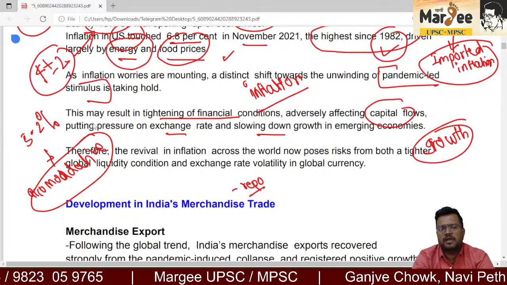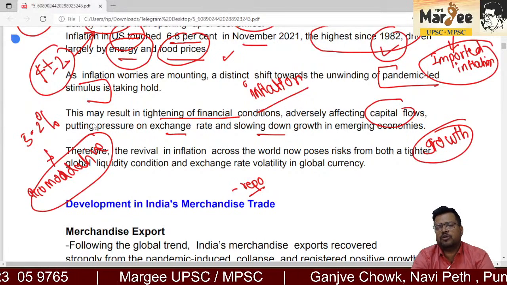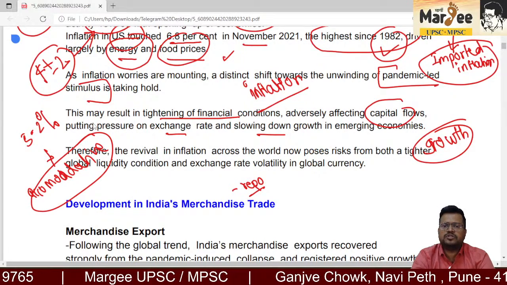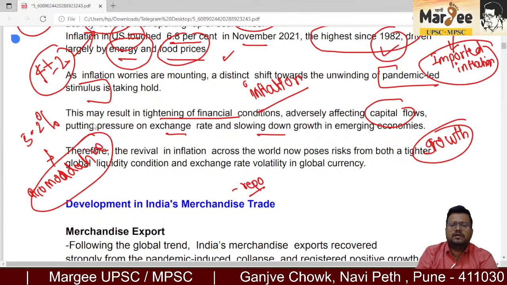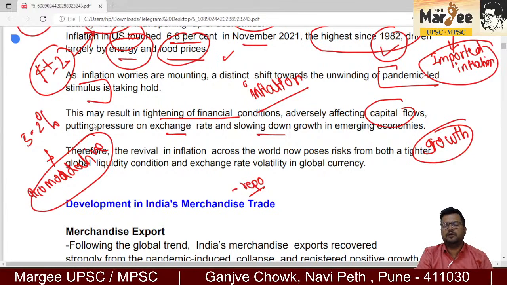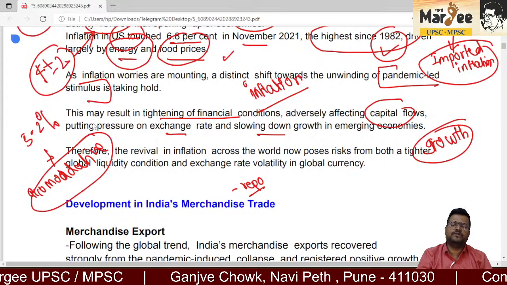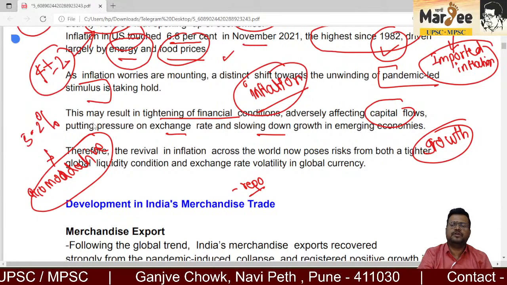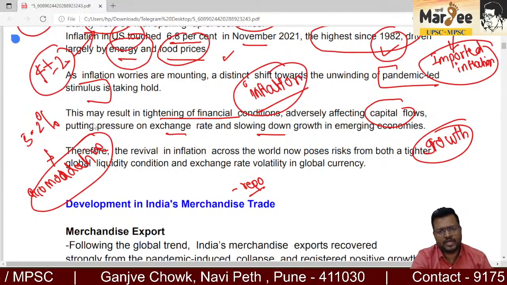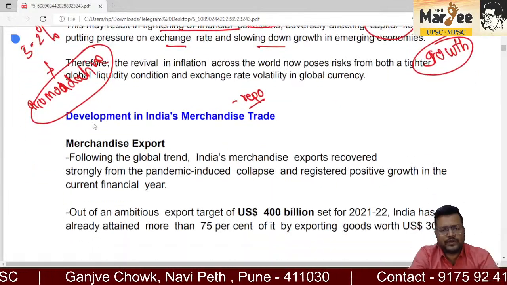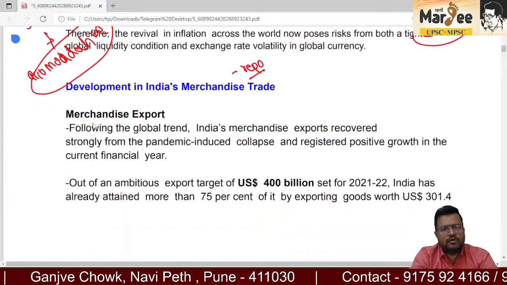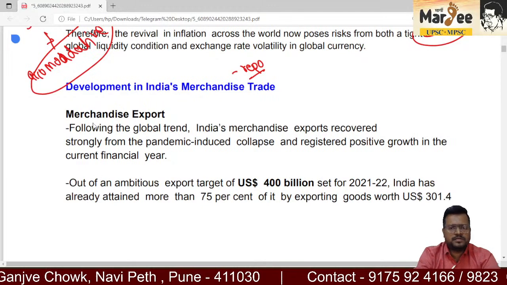But in the context of the world economy, as inflation is on an upward trend, the central banks of developed countries may give preference to inflation targeting, which will impact growth. That is the saying of the economic survey. We will see what the development in India's merchandise trade is.